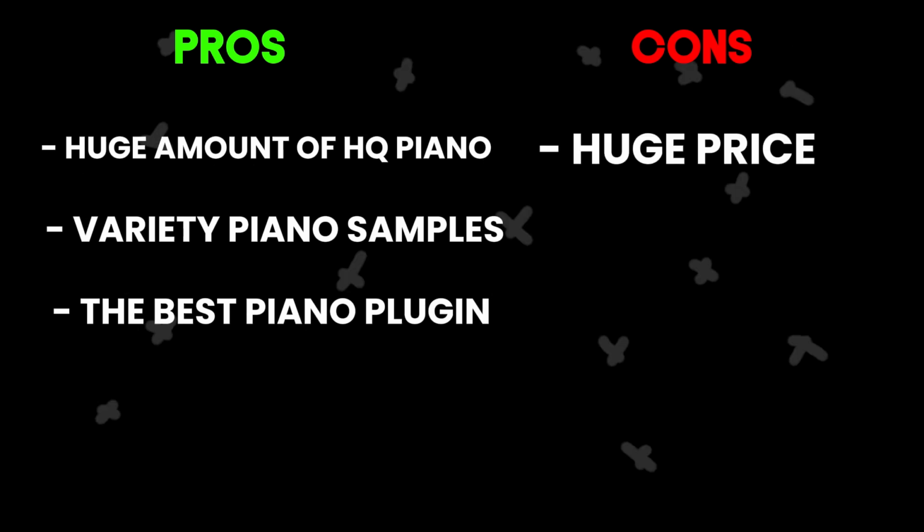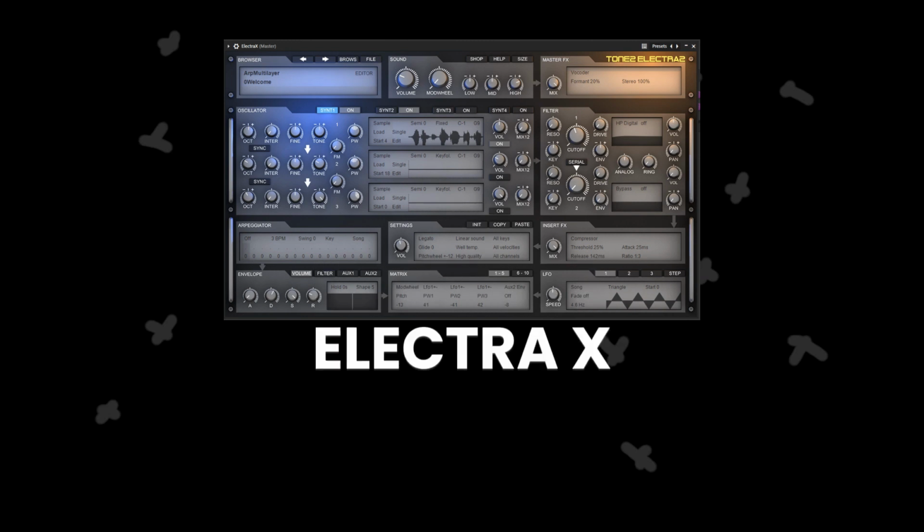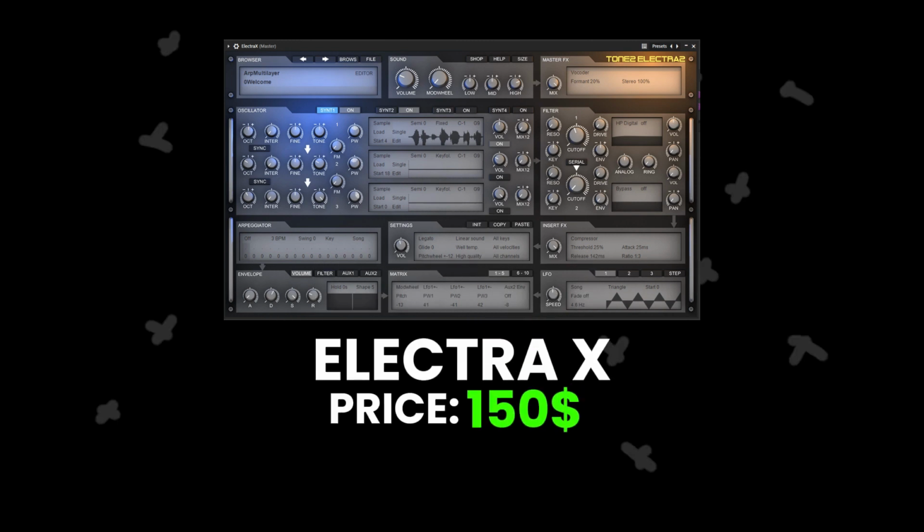Cons: huge price, and it's better to buy Analog Lab or Omnisphere if you don't have them. And of course you pay for only piano samples. Next plugin is really cool and way cheaper than the previous ones. It's Electra X. Electra X is perfect to make ambient sounds.